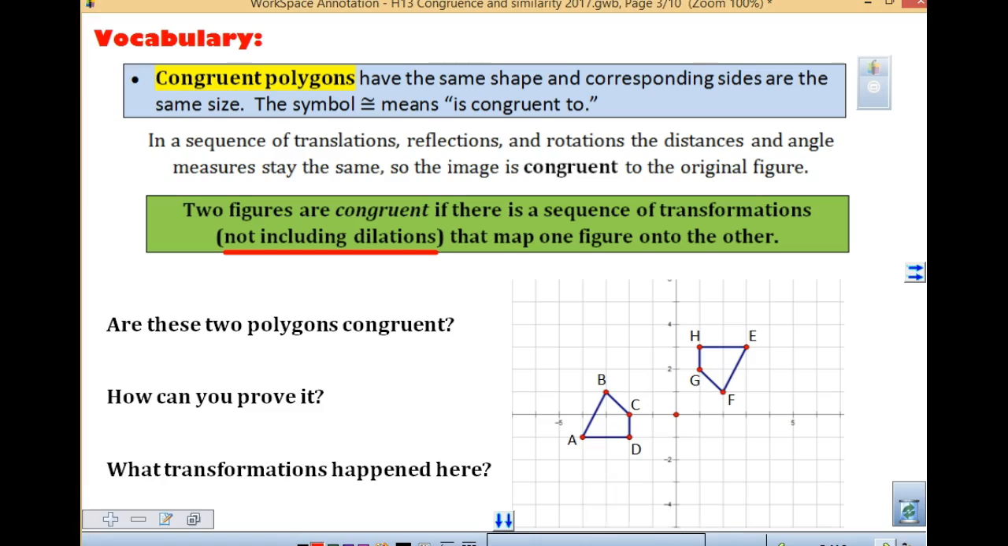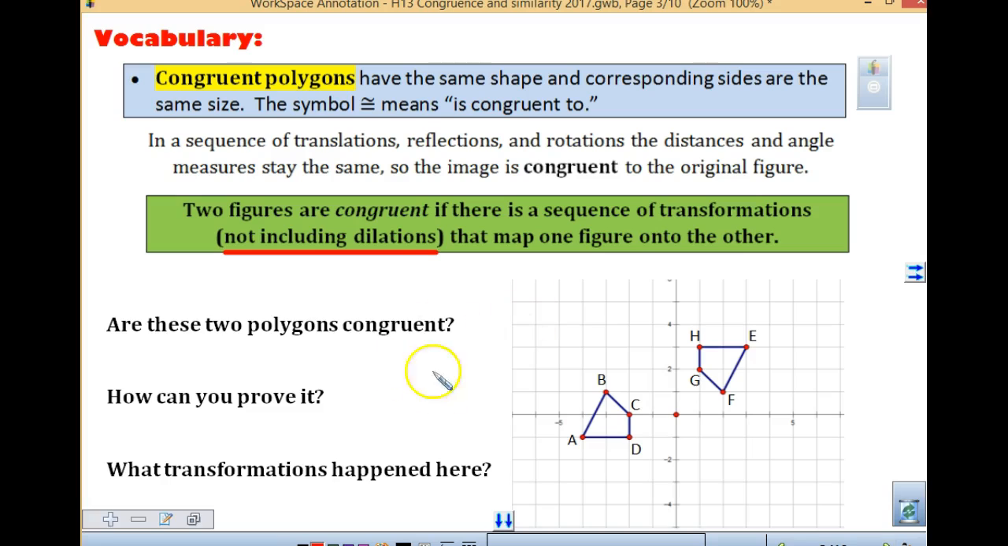All right. So in your homework, you're going to be given something like this. So we're reading about congruency. Congruent polygons have the same shape, corresponding sides are the same size. We use that symbol, which means congruent. A sequence of translations, reflections, rotations, the distance and angle measures stay the same, so that's part of our definition of congruent. So images will be congruent to the original. Two figures are congruent if their sequence of transformations, not including a dilation, map one onto the other.